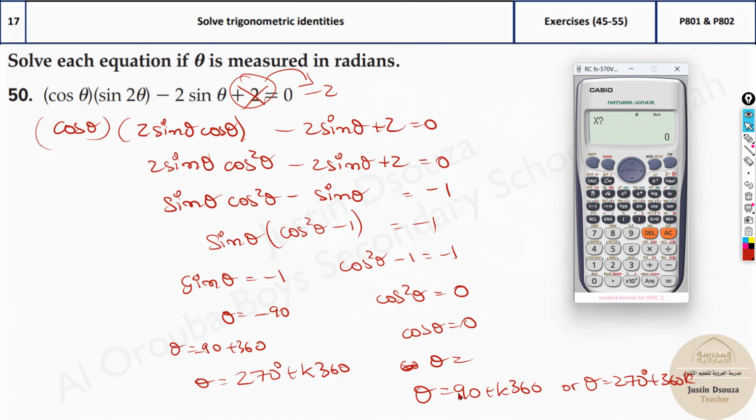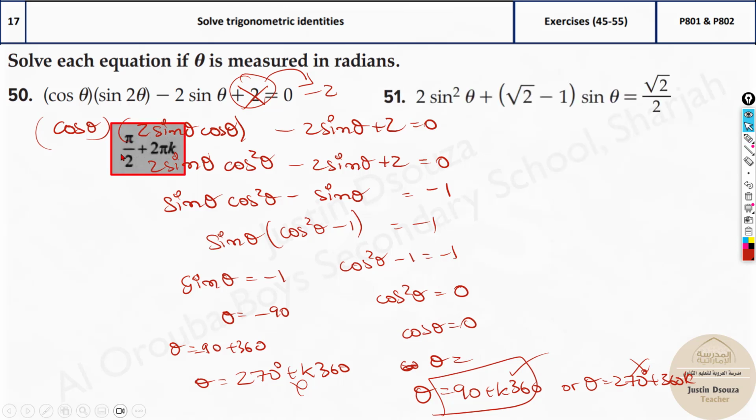So let's calculate at 90. It must be minus 2. Yes, because 2 goes to the other side, it's minus 2. Let's calculate at 270. And look over here, it's not minus 2, it's positive 2. So that means this is an extraneous solution. The only answer over here would be 90 plus 360k. Please keep this in mind. This is the correct answer, not the 270 degrees. So the answer must be only one here.